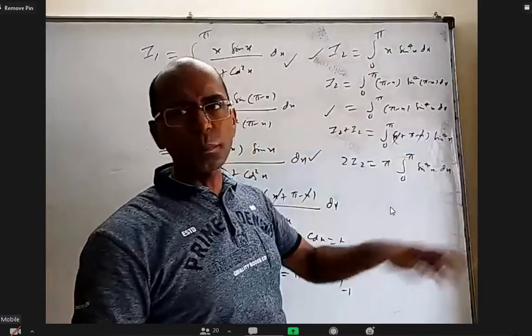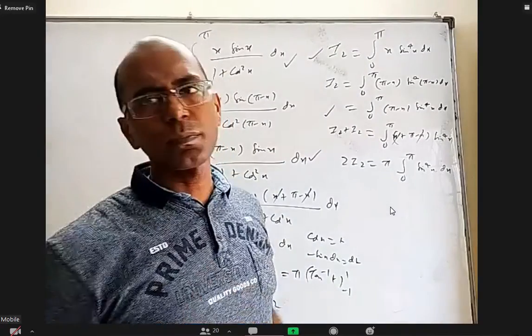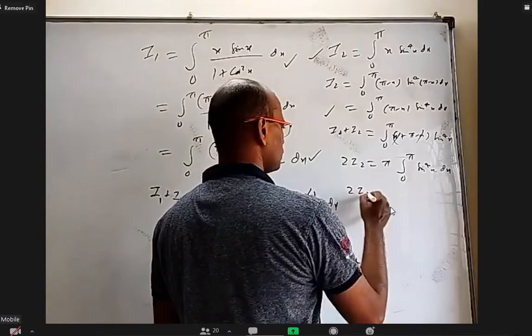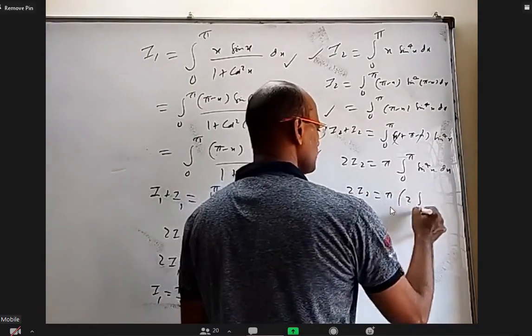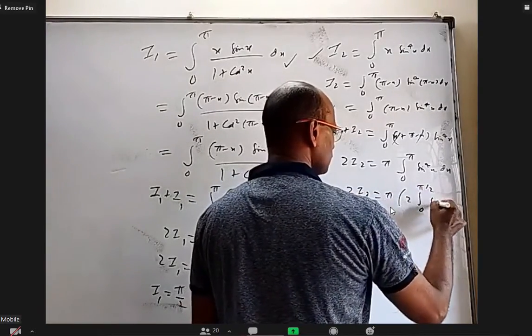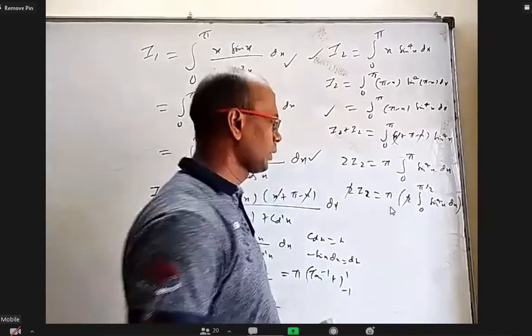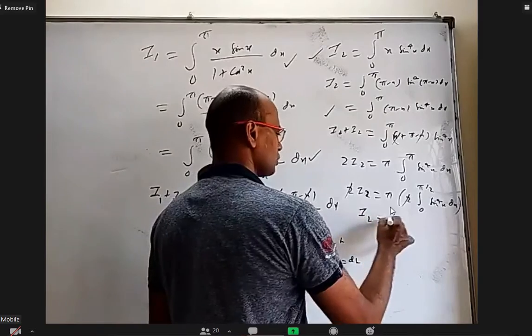Here, if you replace x with pi minus x, no change. Whenever you replace x with a minus x and there is no change, you can write 2 times integral 0 to a by 2. So 2I2 is pi into 2 times integral 0 to pi by 2 sine power 4x dx. So this 2 and this 2 will cancel. I got I2 is equal to pi into.